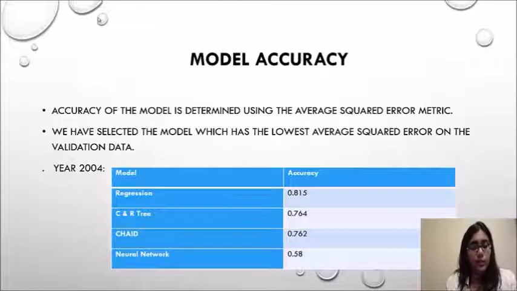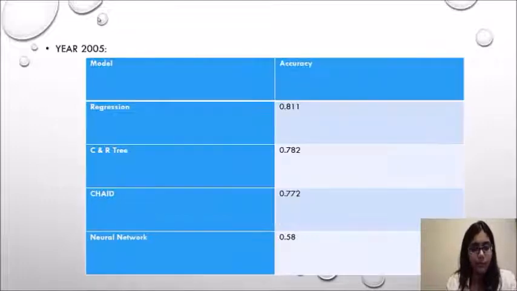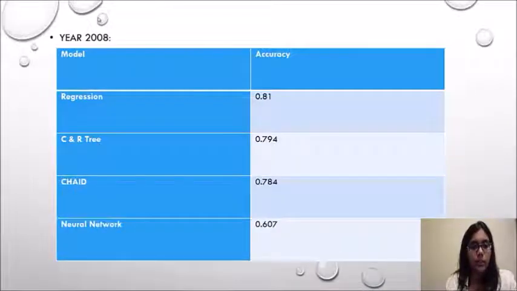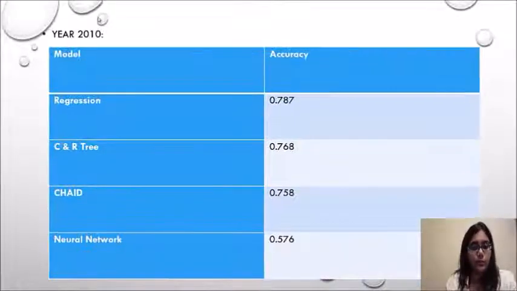Now, as you can see, the regression model is the best model for the year 2004 because it has the lowest average square error and highest accuracy of 81%, followed by classification and regression tree, which has a 76% accuracy. Same is the case for 2005, 2006, 2007, 2008, 2009 and 2010.